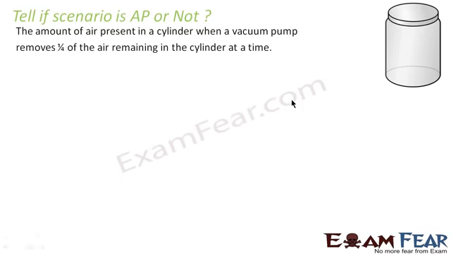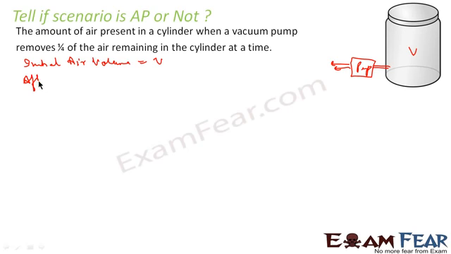The amount of air present in a cylinder when a vacuum pump removes 1/4 of the remaining air at a time. For example, this is the cylinder, let's suppose, and this is connected to a vacuum pump. This pump takes out the air. And let's suppose the original volume of air is V, right? So let's suppose the initial air volume is V.